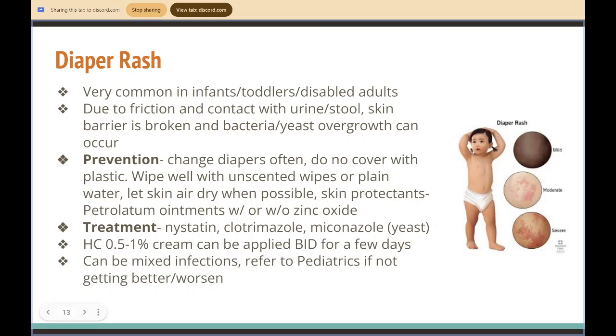So prevention is key. Change diapers often. Do not cover with plastic. Wipe well with unscented wipes or plain water, and let air dry when possible. Petrolatum ointments with or without zinc oxide are skin protectants. If it's caused by yeast, we can treat with nystatin, clotrimazole, or miconazole. Hydrocortisone 0.5 or 1% can be applied BID for a few days if there's a lot of inflammation. And if there's mixed infections, and also if it's getting worse or not getting better, refer to pediatrics for a checkup. Mixed infections are common.